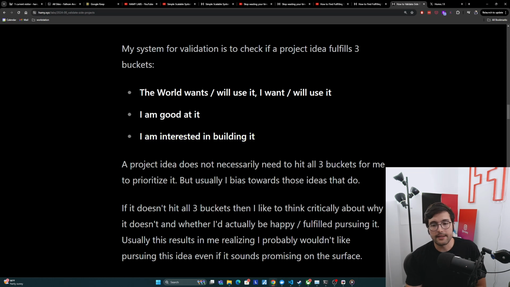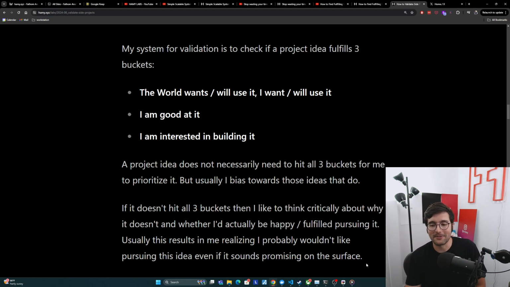Now, a project idea does not necessarily need to hit all three buckets for me to decide to prioritize it, but usually I bias towards those ideas that do. And if it doesn't hit all three buckets, then I like to think critically about why it doesn't, and whether I'd actually be happy and fulfilled pursuing it. Usually this results in me realizing that I probably wouldn't like pursuing this idea, like actually doing the work of the idea, even if it sounds promising on the surface.